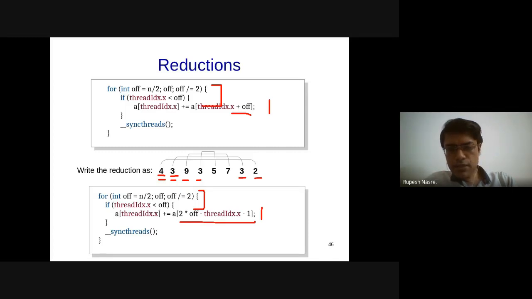Venkat is suggesting if 2 into thread ID plus 1 is less than equal to n, that is, 2 into ID is within the bounds, then t equal to a of 2 ID plus a of 2 ID plus 1, then sync threads within the if condition, and then a of ID equal to t. Okay, that's also good. And we'll discuss Venkat's solution soon. I'll wait for a few more seconds in case somebody wants to push their code.